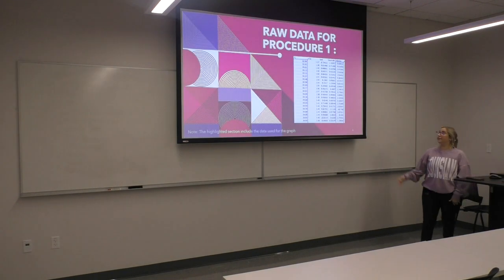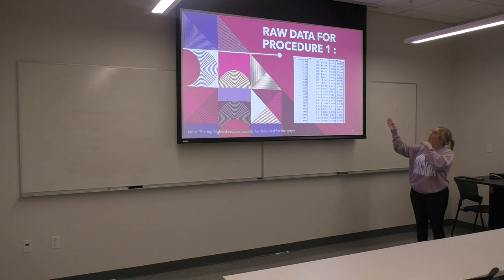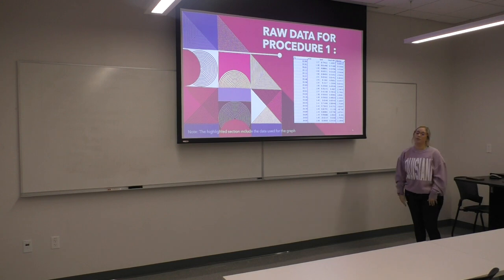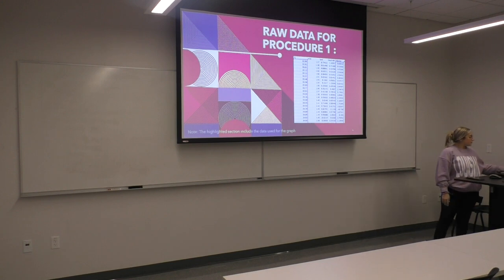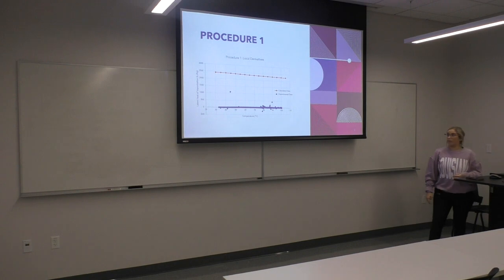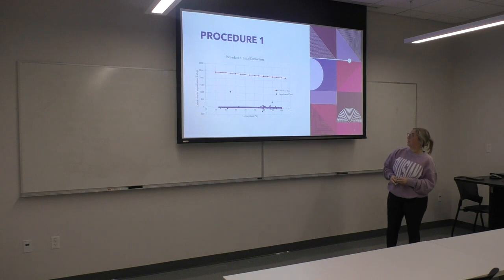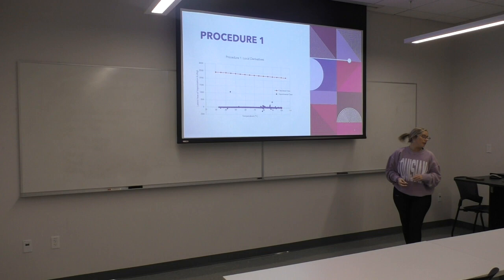And then here is the raw data for procedure 1. And you can see that degrees Celsius was used, and then the h_fg of the experimental data. And here's the graph for procedure 1. So you can see the tabulated data from the steam tables is the pink, and the experimental data is at the bottom.